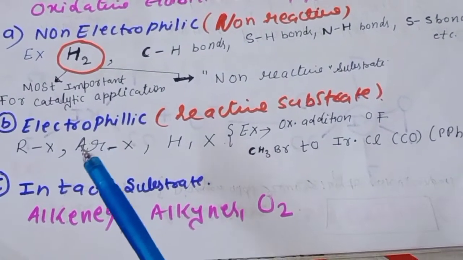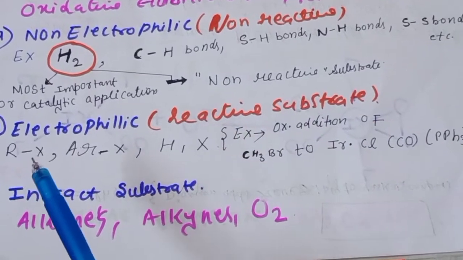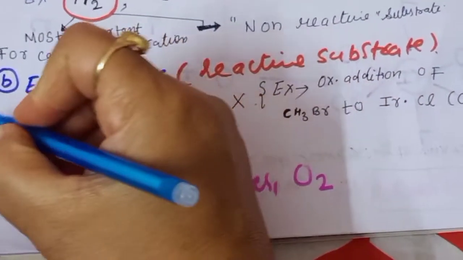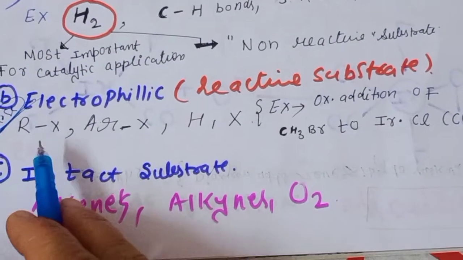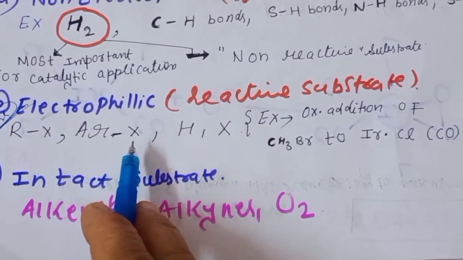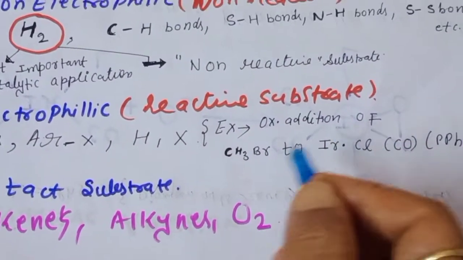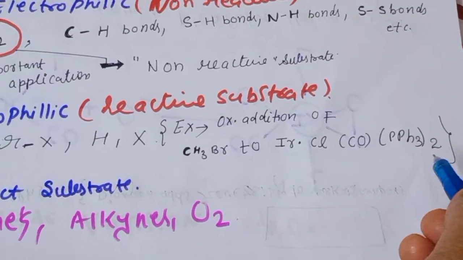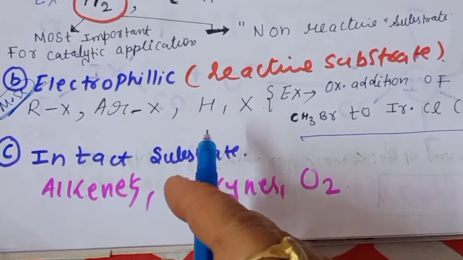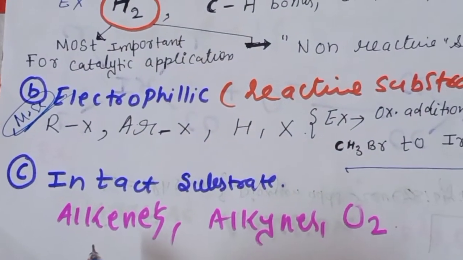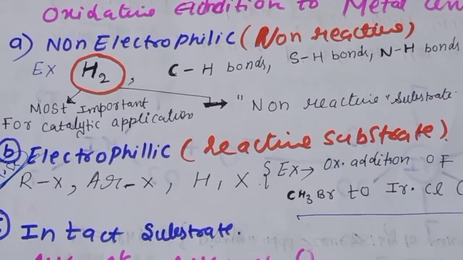Then electrophilic substrates means reactive substrates like alkyl halides. This is an important point, and in MSc it's also asked separately to explain oxidative addition in alkyl halides, aryl halides or hydrogen. Then an example is the oxidative addition of CH3Br to Vaska's complex. Again, this is one example. Then we have intact substrates like alkenes, alkynes or oxygen. Just these are the 3 points, and you can define them.